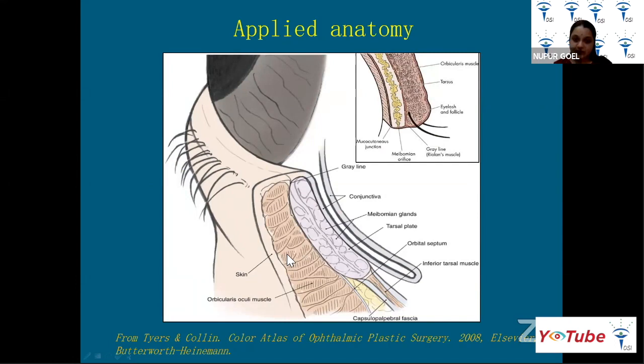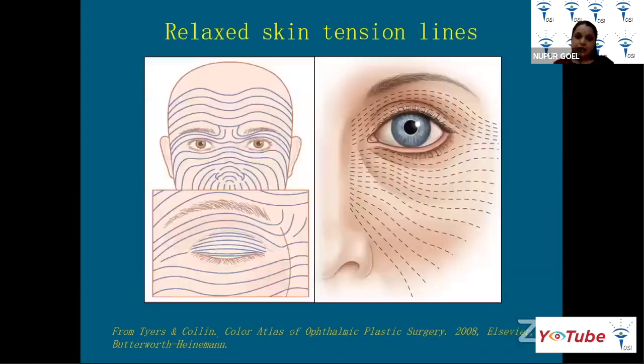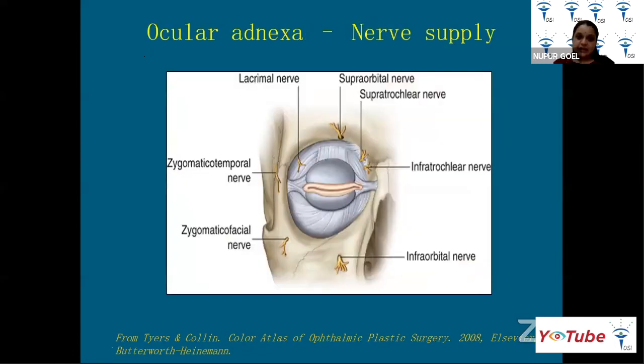These are the layers of the eyelid: skin, orbicularis oculi muscle, the orbital septum, the inferior tarsal muscle covered by the capsulopalpebral fascia, the gray line, meibomian glands, and the conjunctiva. The posterior-most layer is the conjunctiva. So these are the tension lines.